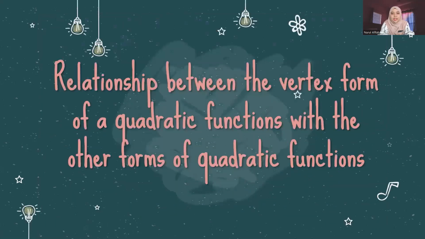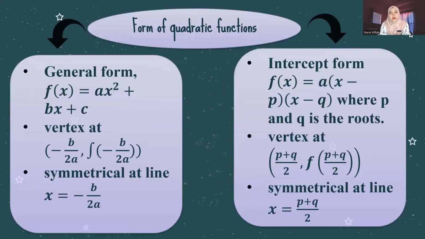Okay, next, relationship between the vertex form of a quadratic function with the other forms of quadratic function. Here we have two different forms. The first one is general form and the second one is intercept form. So what is the difference between these two? The formula is different. The first one, the general form, is f(x) equal to ax squared plus bx plus c.